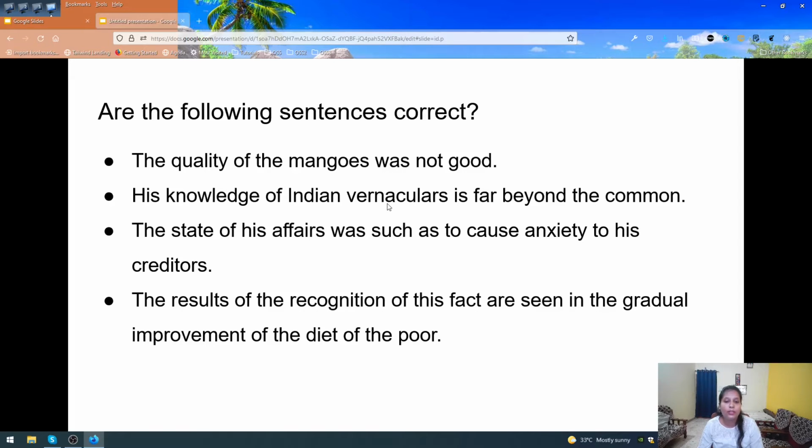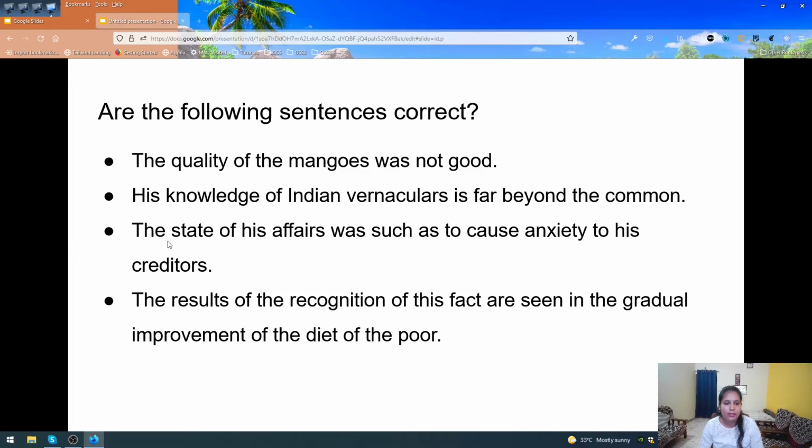His knowledge of Indian vernaculars is far beyond the common. Again here we are talking about Indian vernaculars, meaning more than one language. So can we use is here? We cannot. We should use are, A-R-E. His knowledge of Indian vernaculars are far beyond the common. As I am going on correcting the sentences, it will be good if you write them down in a notebook so that it will be easy for you to understand.